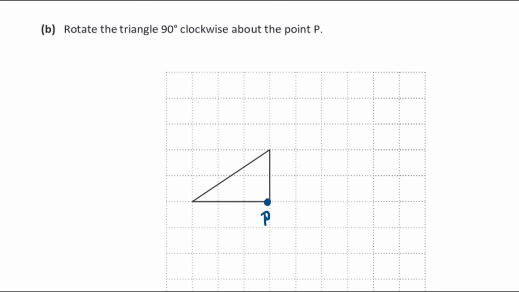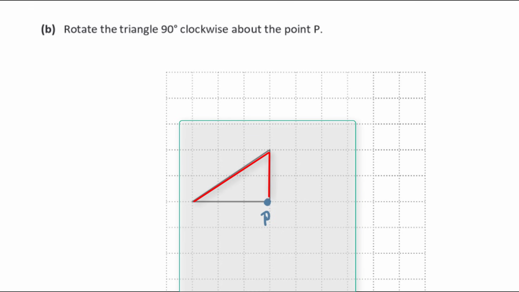Now with rotation, I do recommend that you use tracing paper. If they don't give you a sheet of tracing paper in the exam, you can just stick your hand up and ask one of the invigilators, they'll bring one over. Easiest way to do it really. So just put your tracing paper over the top of the shape, and then just mark the corners.